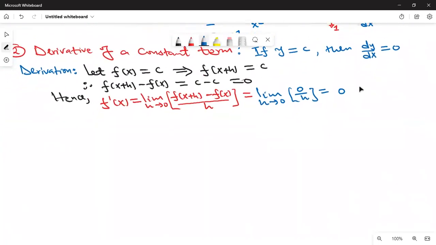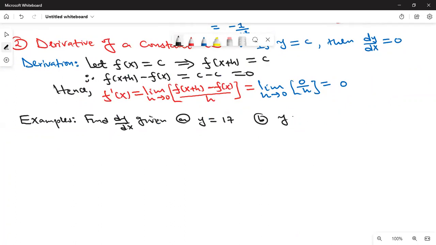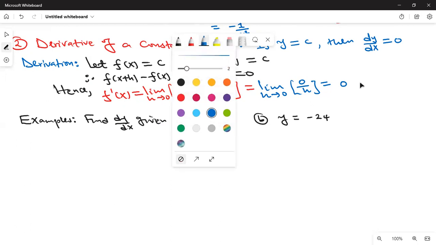For instance, let me give you two examples. Examples. We are told to find dy/dx given that in part A, y is equal to 17. In part B, y is equal to negative 24. So in all of them, the result is 0.